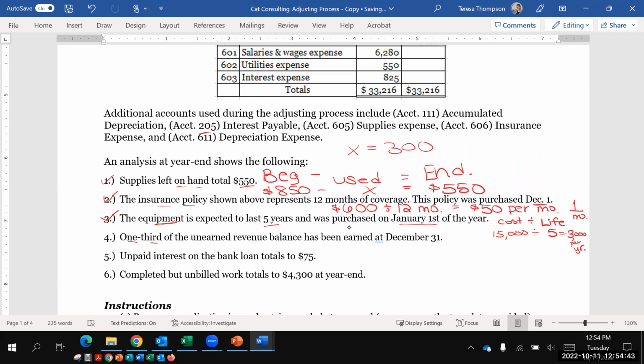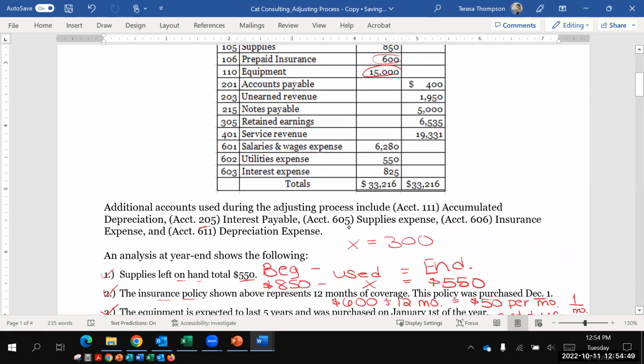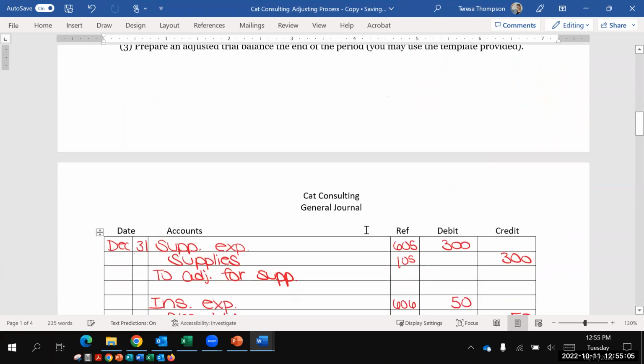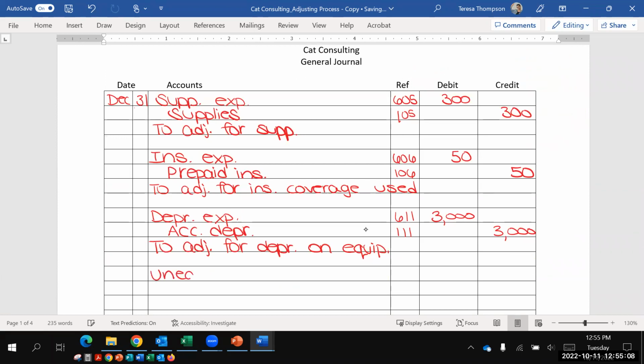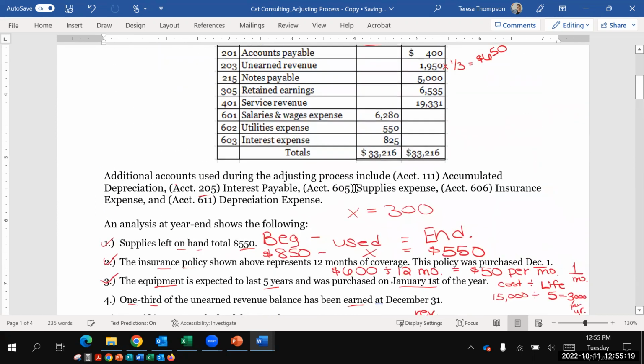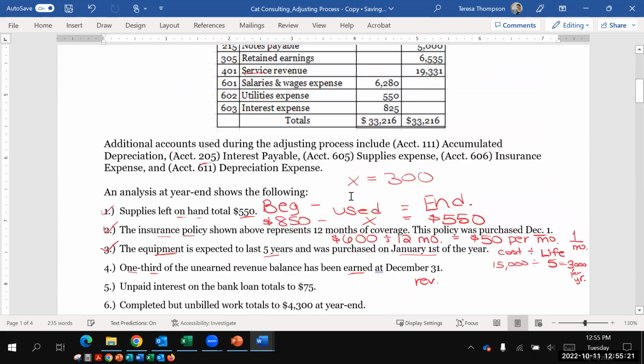1/3 of the unearned revenue has now been earned. We've got to put it to revenue. Let's figure out what 1/3 is. Unearned revenue times 1/3. What do you get? $650 has been earned. We know the journal entry is to decrease the liability, so debit unearned revenue and increase revenue. Let me see what they call the revenue account. I should be consistent. They call it service revenue, so I should call it service revenue as well.